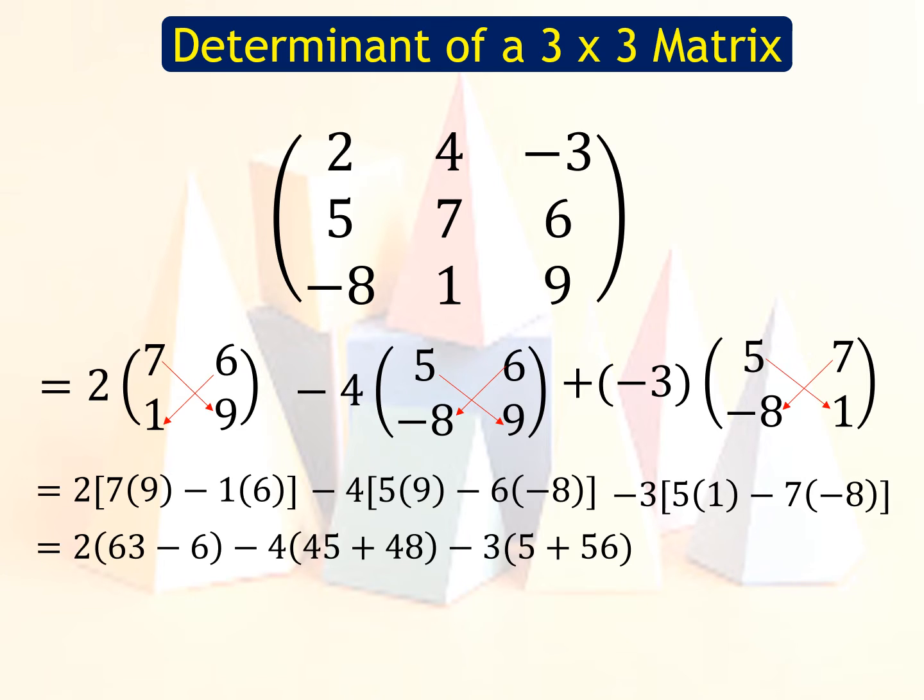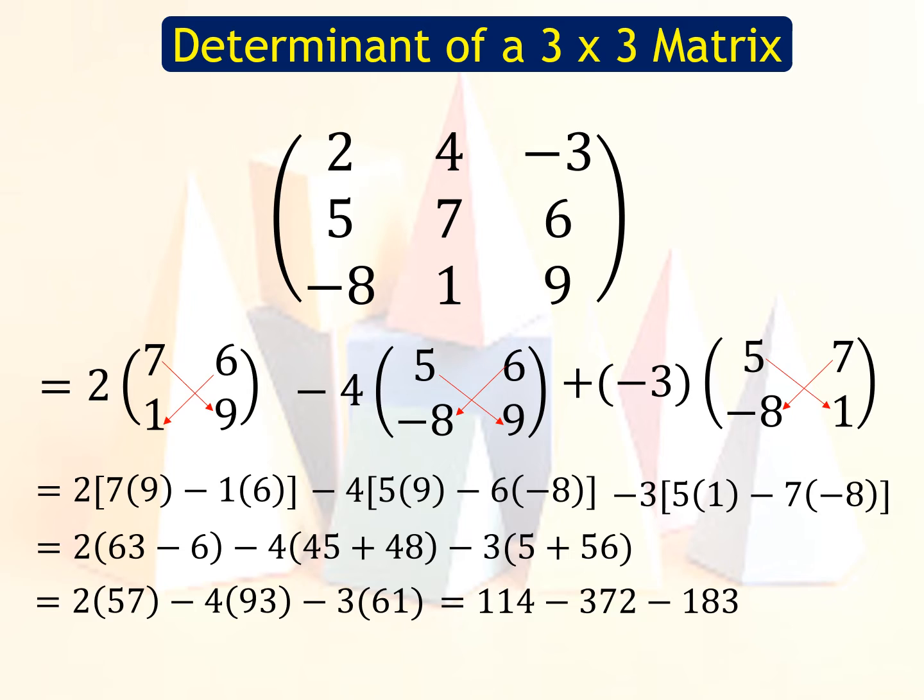Simplifying further, we have 2 times 63 minus 6, minus 4 times 45 plus 48, minus 3 times 5 plus 56. Subtracting 63 minus 6, it is equal to 57. And then 45 plus 48, it is equal to 93. 5 plus 56 is equal to 61. And then we are going to multiply. So we have 114 minus 372 minus 183. So it is equal to negative 441.